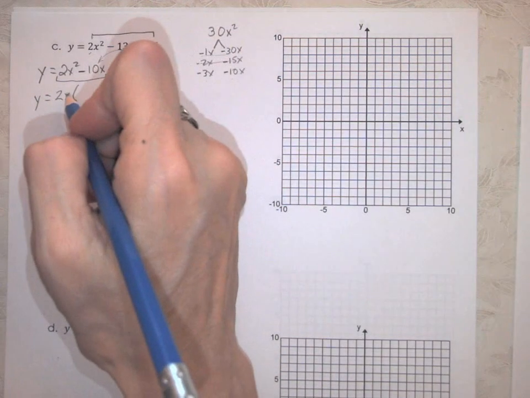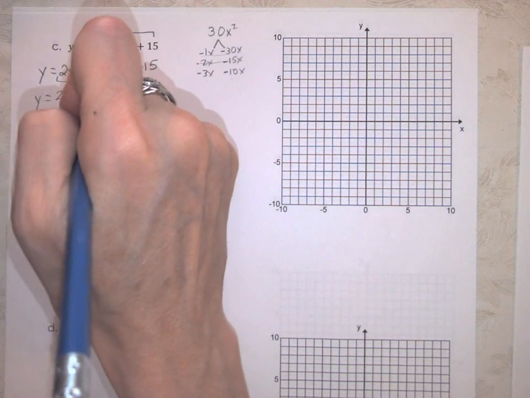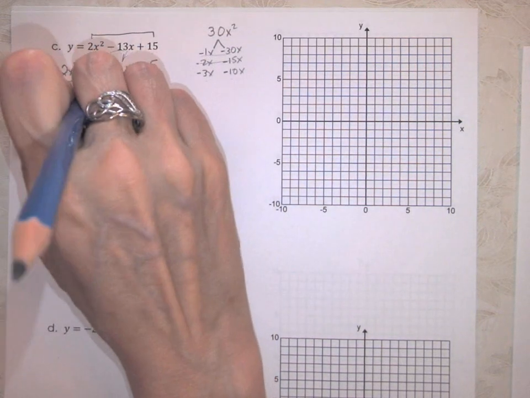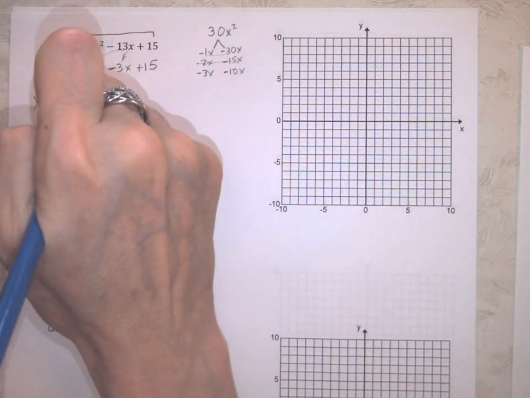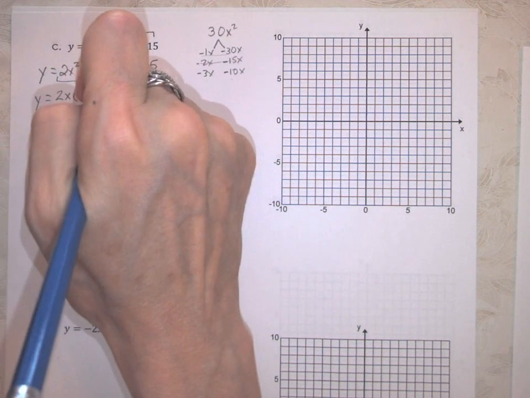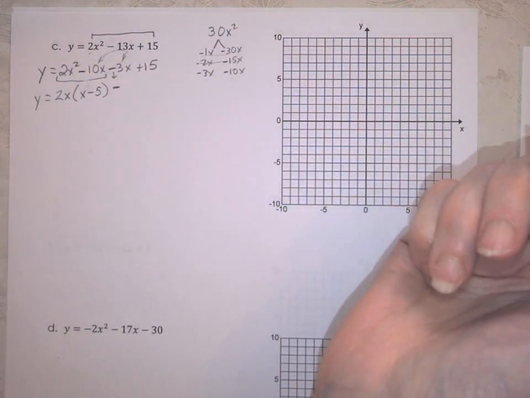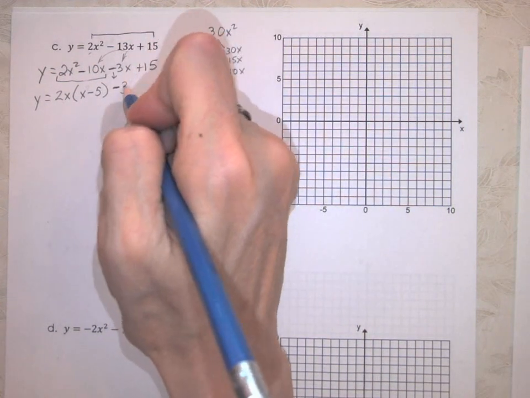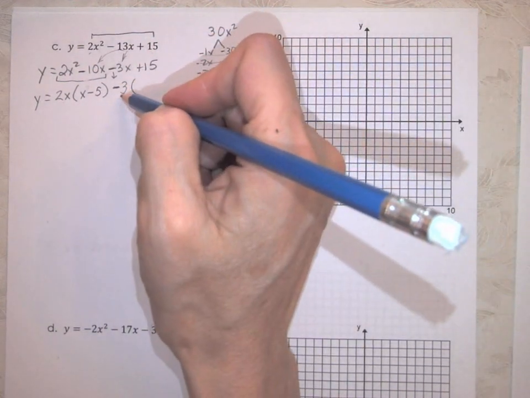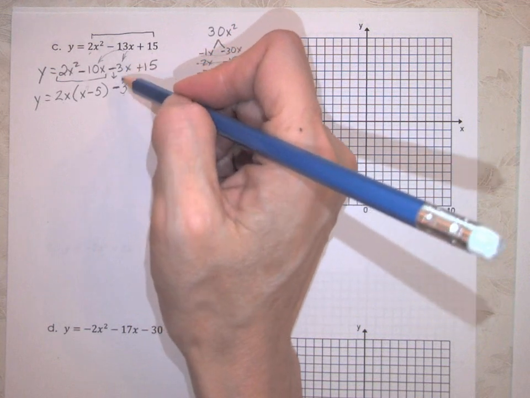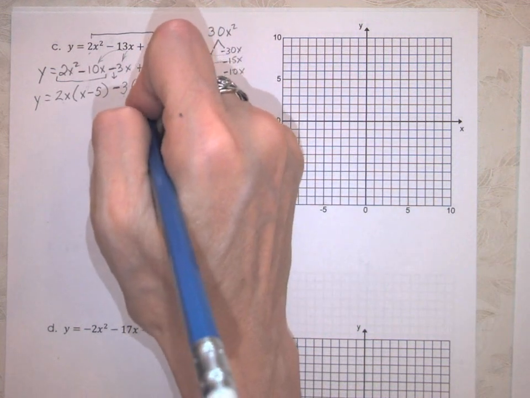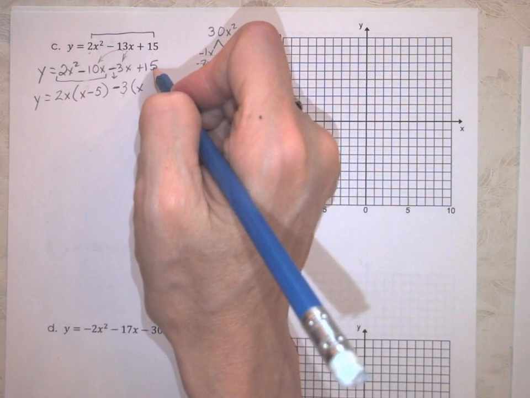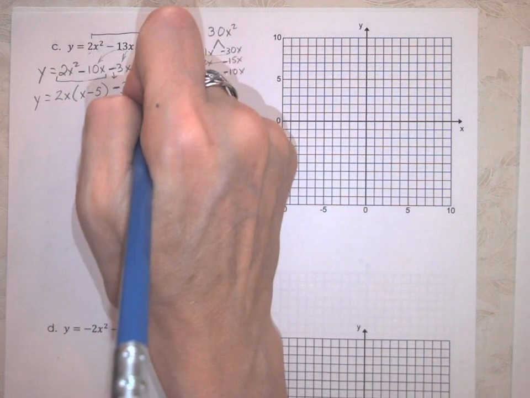If you common factor 2x out of the first two terms, you'll get x minus 5. The sign that comes next goes next. And then what's in common with 3x and 15 is 3, so negative 3 is your common factor. Negative 3x divided by negative 3 is positive x. Positive 15 divided by negative 3 is negative 5.